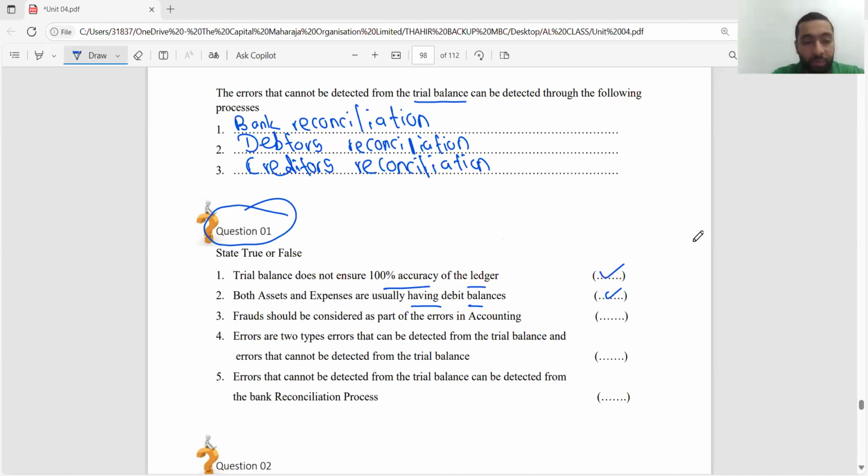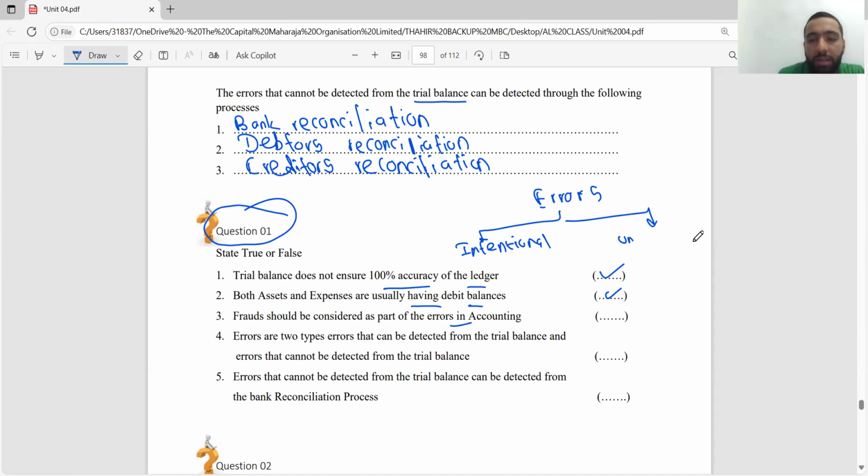Okay, let's see. I'm just kidding. Fraud should be considered as part of errors in accounting. Errors in accounting can be in two ways. One is intentional. Others are unintentional. Unintentional means you do it without knowing, like water spilled by mistake. Intentional is like, there was an apple and I ate it. Something that goes into your mouth, that is intentional.